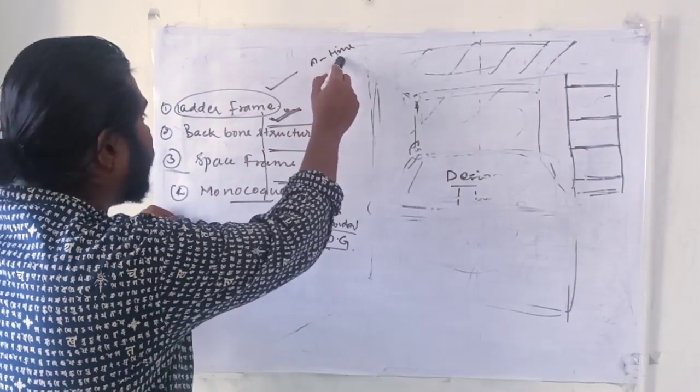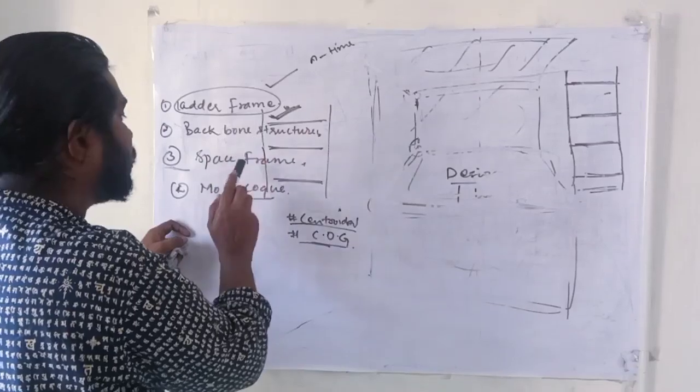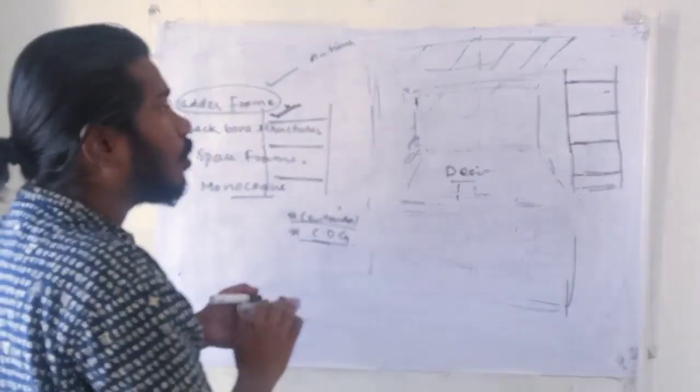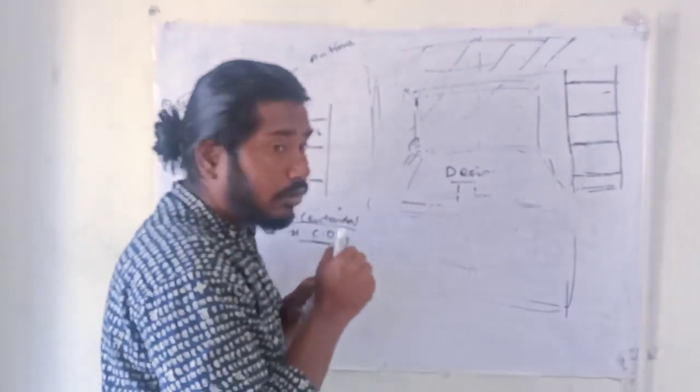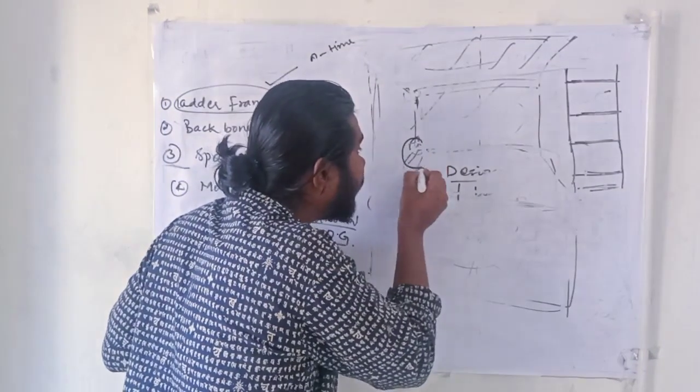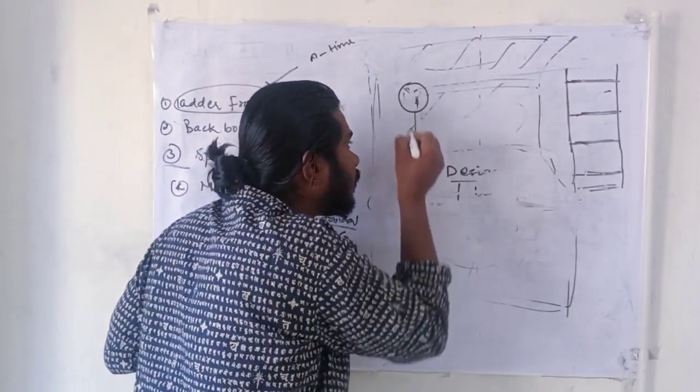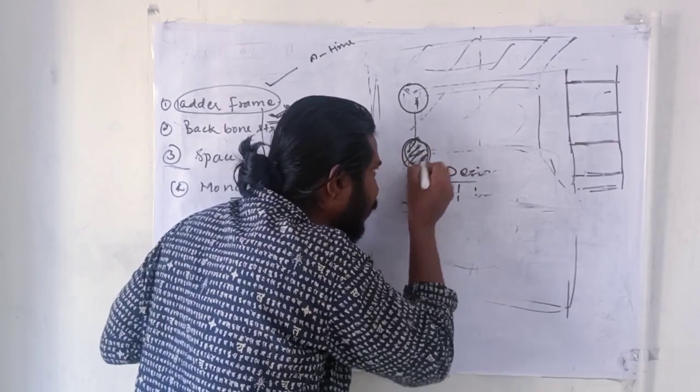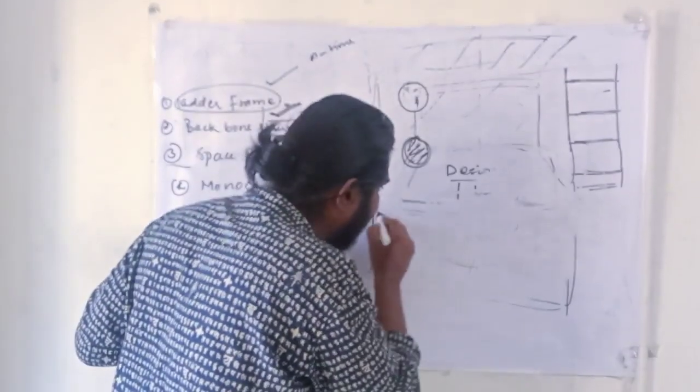You have to go through the ladder frame structure, backbone structure, space frame structure and the monocoque chassis frame structure. And also you have to tell me why we have the bends in these particular regions. You have already got the idea now, the weight density.